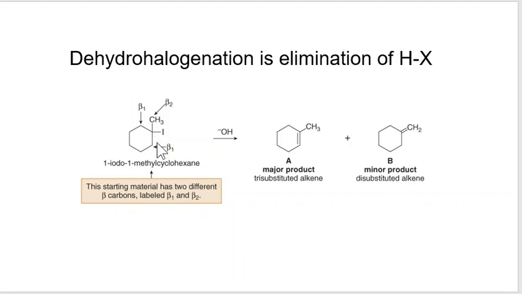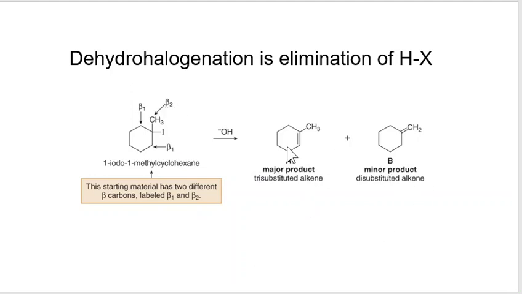So you can see in this case that there are two different types of protons. There's one on the beta carbon 1, which is actually in the ring, and then beta carbon 2 is the methyl group. And so you get different isomers depending on which beta proton is removed. If beta 1 is removed, you get the major product. There's more of this formed. And if beta 2 is removed, you get the minor product.